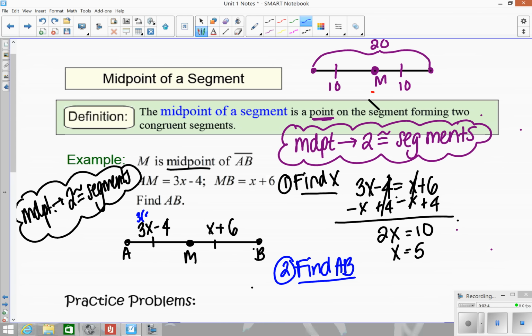If I plug in 5, I get 15 minus 4, so I get 11 for that part, which should be the same for this one, but it's good just to check it. When you add 5 and 6, you get 11. Since the two parts are 11, AB is going to be 11 plus 11, which gives me 22. So the whole segment is 22, and each of the parts is 11.